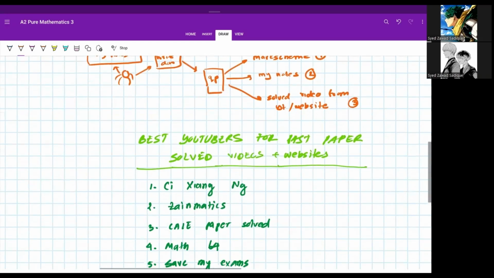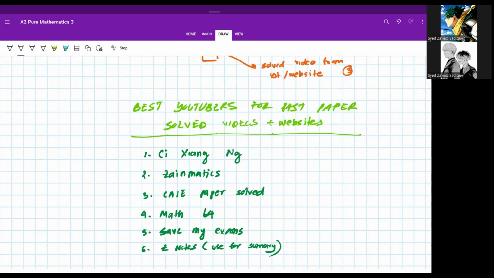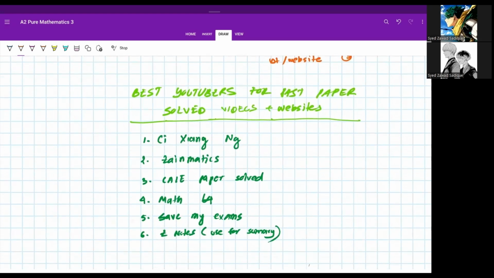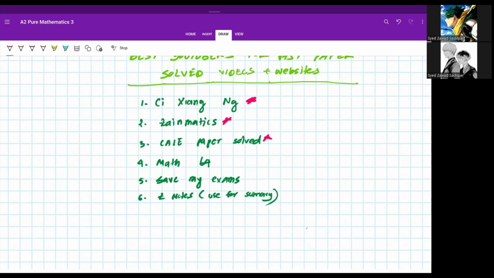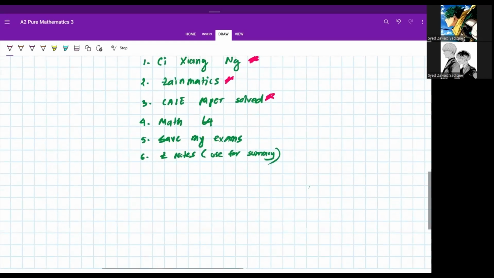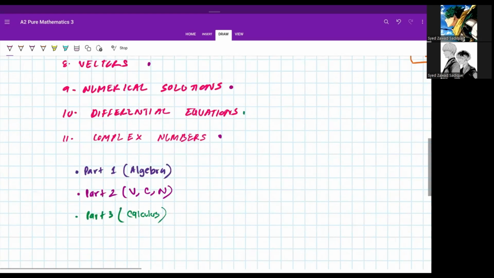Finally, of course you guys are going to go to YouTube, right? So my best YouTubers for past paper solved videos plus websites. These are the resources that I used when I was giving my exam. They are Si Xiangeng, she's the number one in my book. Then Zane Matix, then CIE Paper Solved. CIE Paper Solved has a very small library, but that should be fine. So these are the three ones that I like. You guys can check more, and there's of course countless others, but I feel like these are the best in my opinion. Now, let's slowly get started.